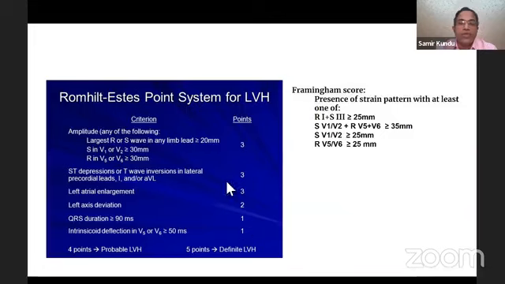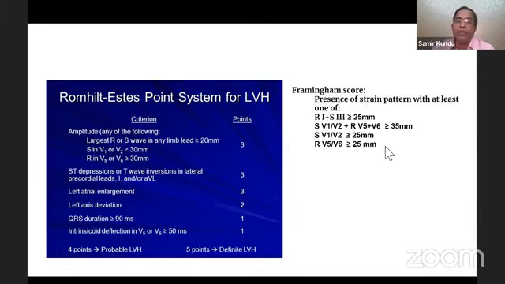So the total is 13 points. In the voltage criteria, the largest R wave or S wave in any limb lead carries 3 points. S wave in V1 or V2 more than 30 millimeters, or R wave in V5 or V6 more than 30 millimeters. Each carries 3 points, and the total for this category is 3 points.